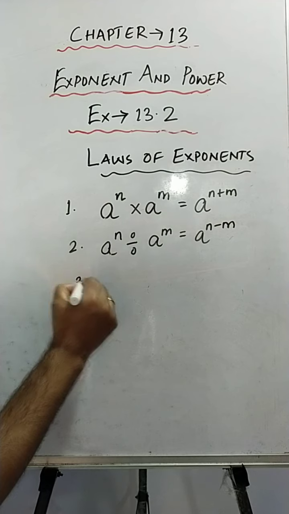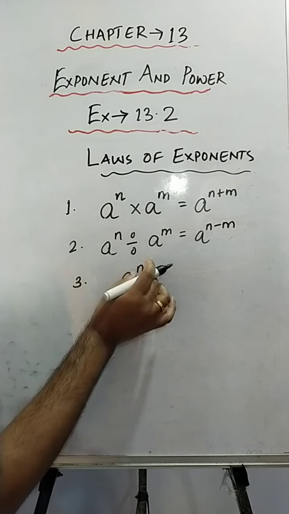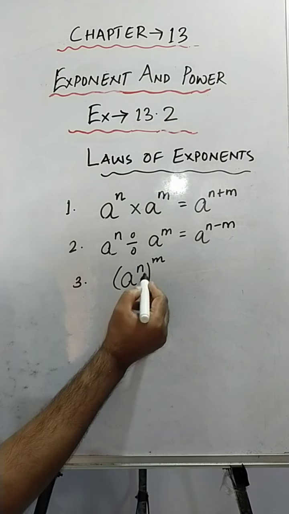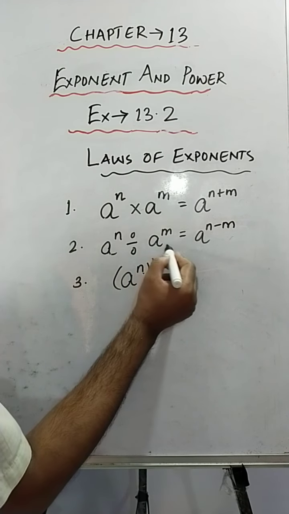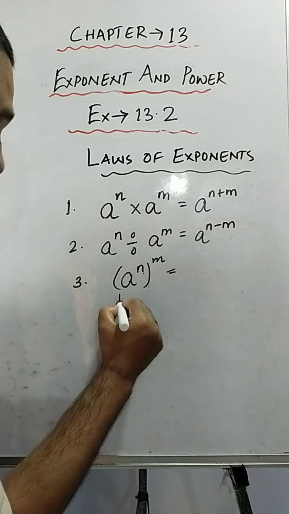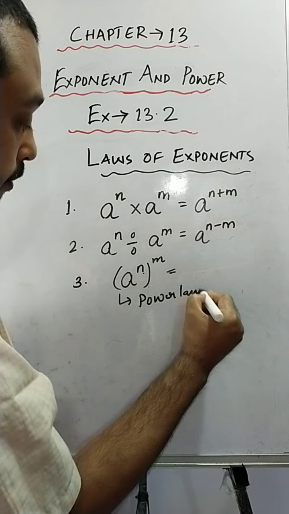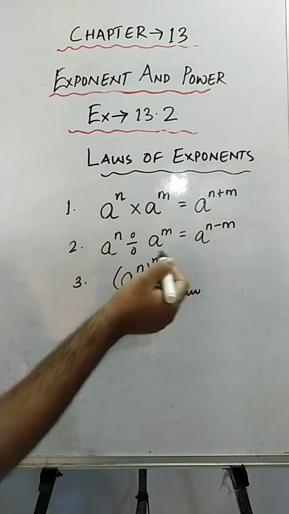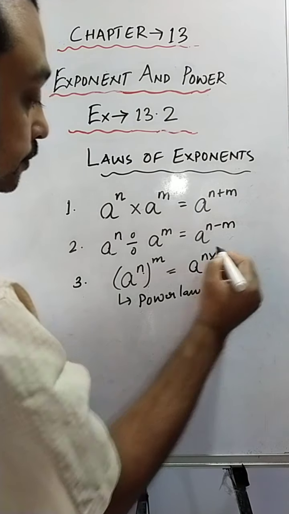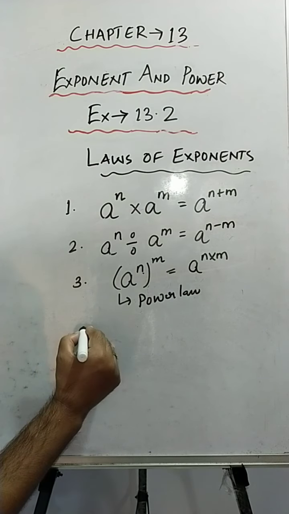Law number 3. If a base is already carrying a power and I add one more power to it, that is power to the power. So this law is also called the power law. In this case you will multiply the powers. That means you have to multiply these two powers.